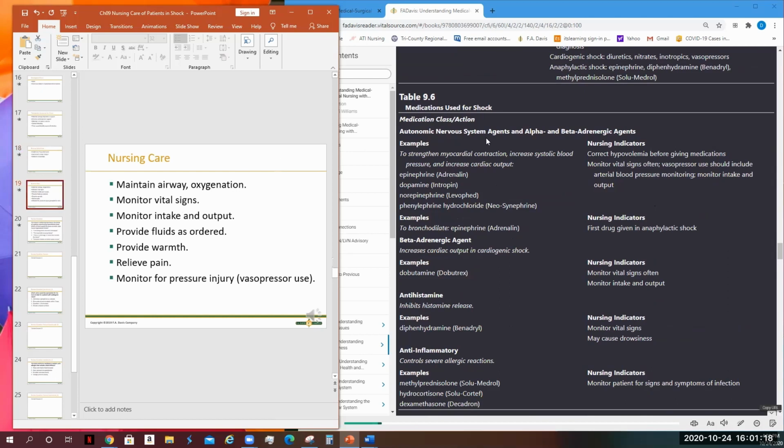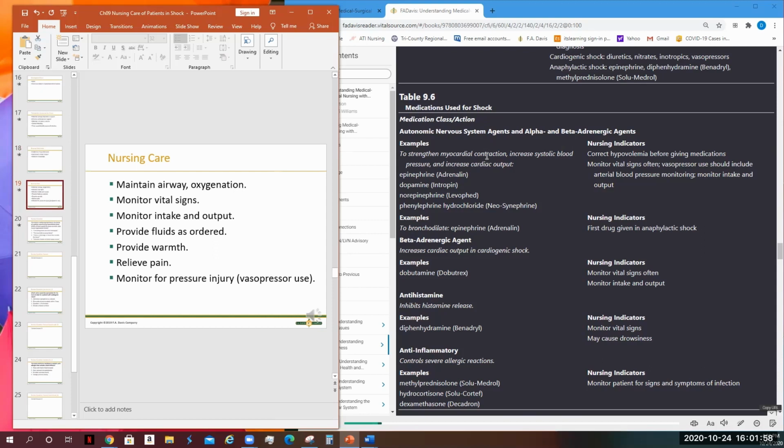So there are autonomic nervous system agents and alpha and beta adrenergic agents. So examples would be to strengthen myocardial contraction, to increase blood pressure and increase cardiac output. Epinephrine or adrenaline might be given, or dopamine, also called Intropin. There's norepinephrine called Levophed, and phenylephrine hydrochloride, which is Neo-Synephrine.